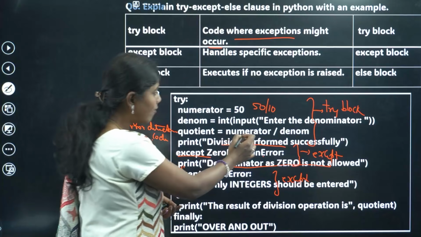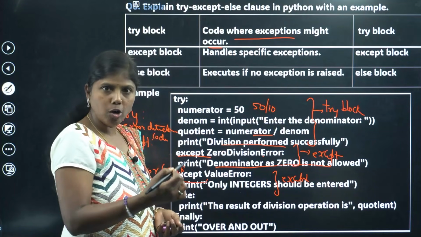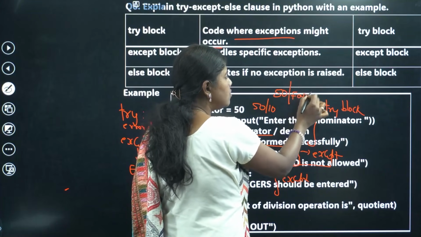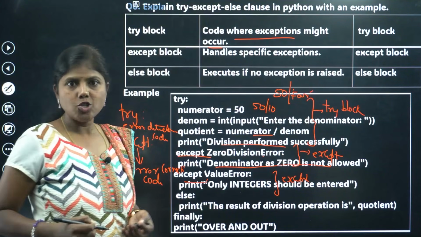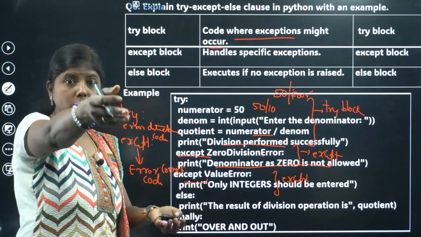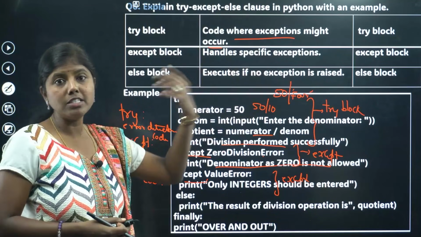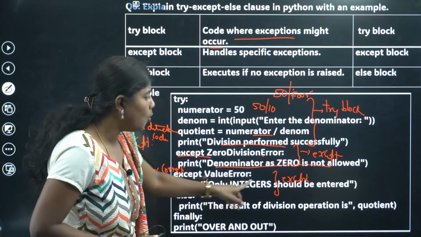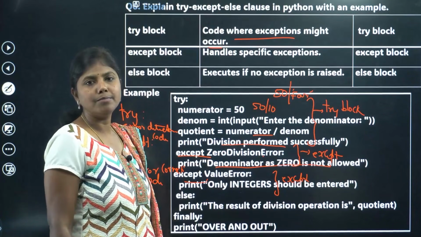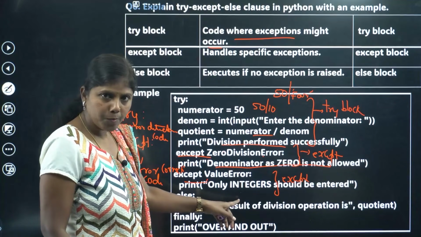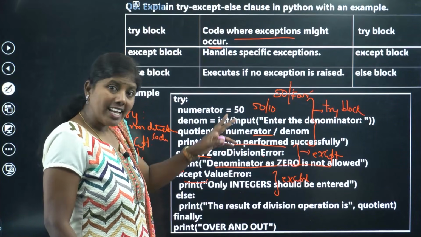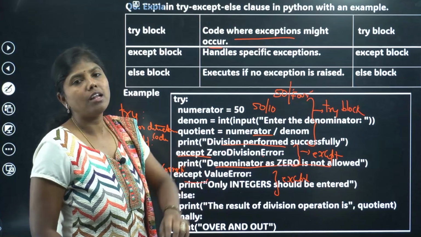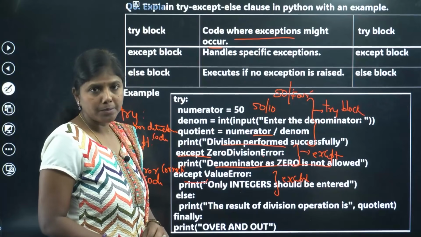For example, you have to give a denominator. Instead of giving a denominator, you have given 50 and I've given 4. What is this 4? This is going to be a string. So for an integer, you've given a string. I can't divide 50 by a string now. So it will come to this block: value error, only integer should be entered. Is the point clear? It is not that everything should be executed. It searches for the suitable handler and then executes that particular exception block.